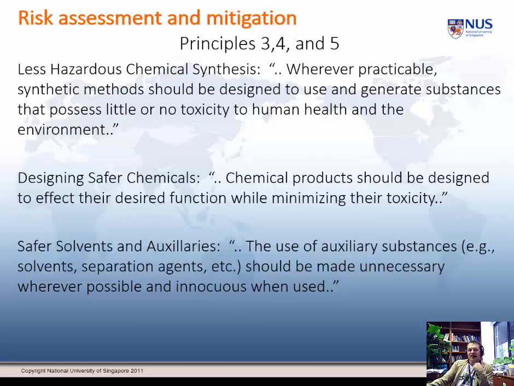The issue here is how actually do we know whether we are actually mitigating risks or making things safer. There is a tool called risk assessment, and we're going to talk now about risk assessment and mitigation. Basically, the lower the risks, the safer the processes, which means the safer the industry. Right, moving on.